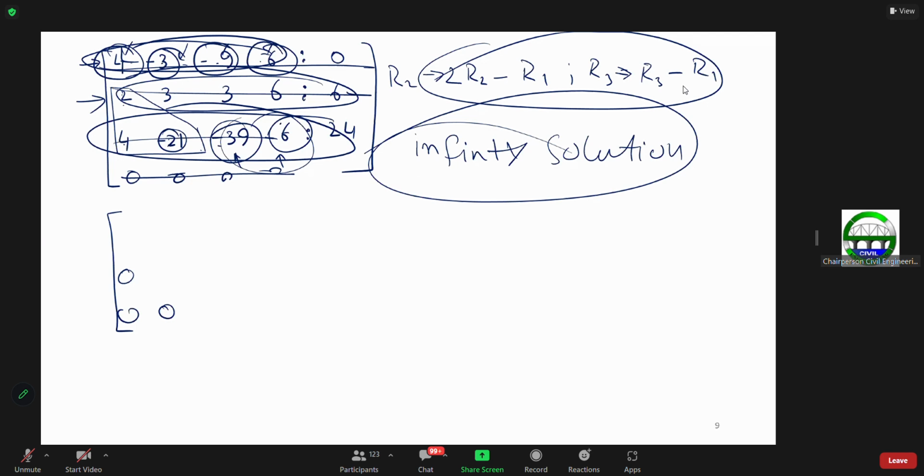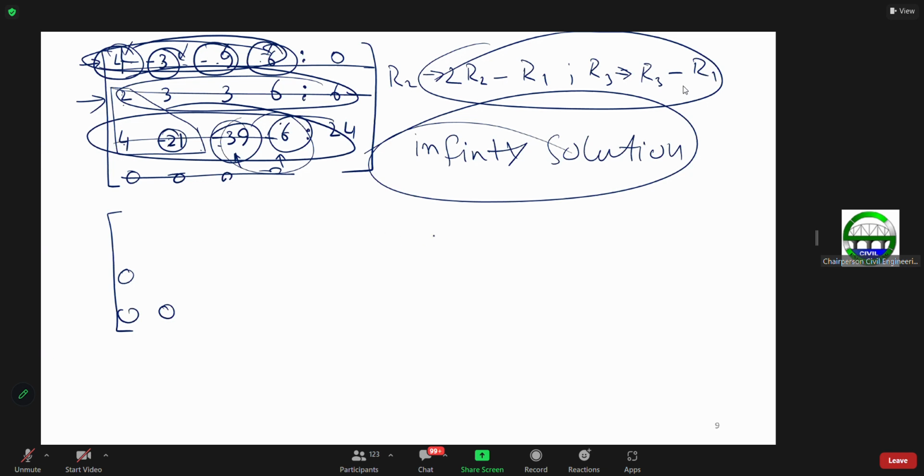Yes, the same will be applicable in a 4×2 matrix as well. Once it is not a square matrix, you cannot find the solution unless it's a square matrix.